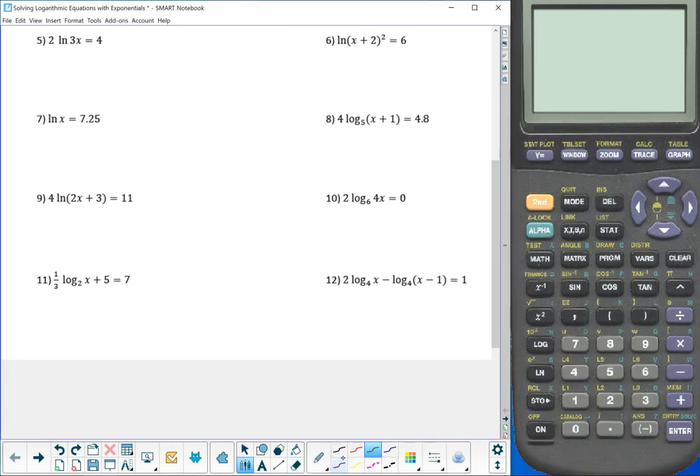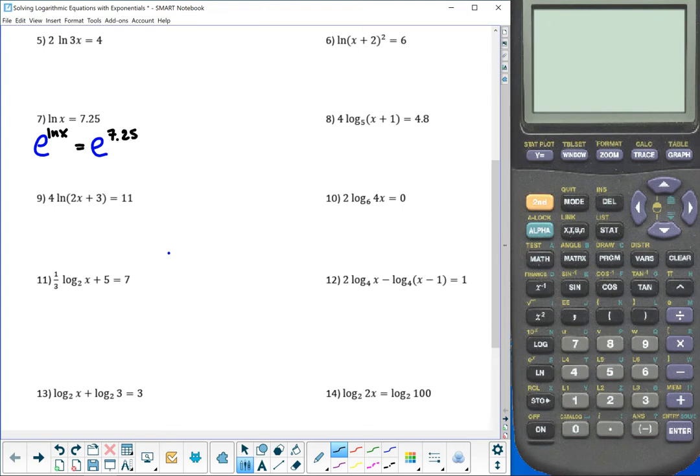So back on track. Okay, number 7. This is a log base e. So I'm not going to write that down anymore, but you should know that this is log base e. So you're going to go ahead and do exponential base e on both sides. That's going to be e to the power of ln of x equals e to the power of 7.25. Okay, and that's going to just give you the x. And you just got to figure out what e to the 7.25 is.